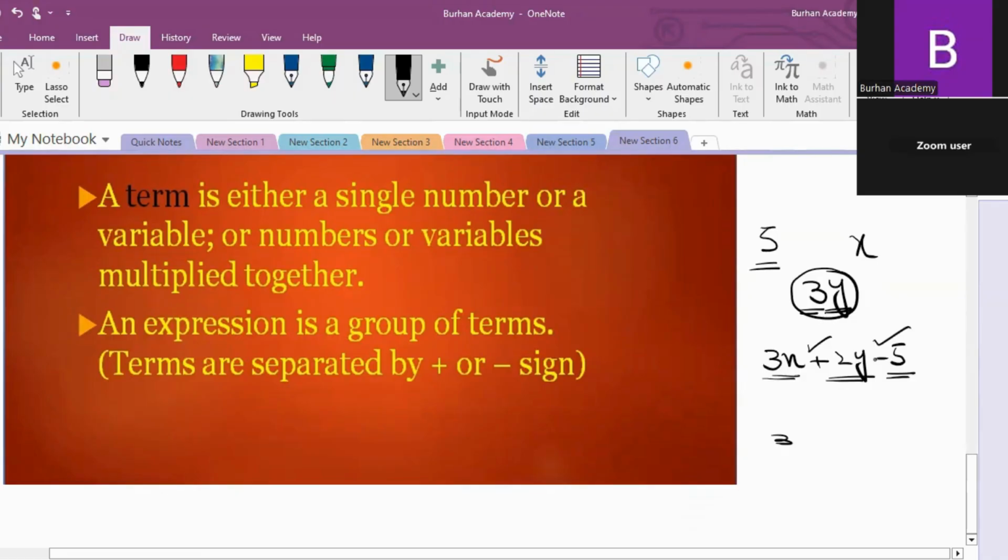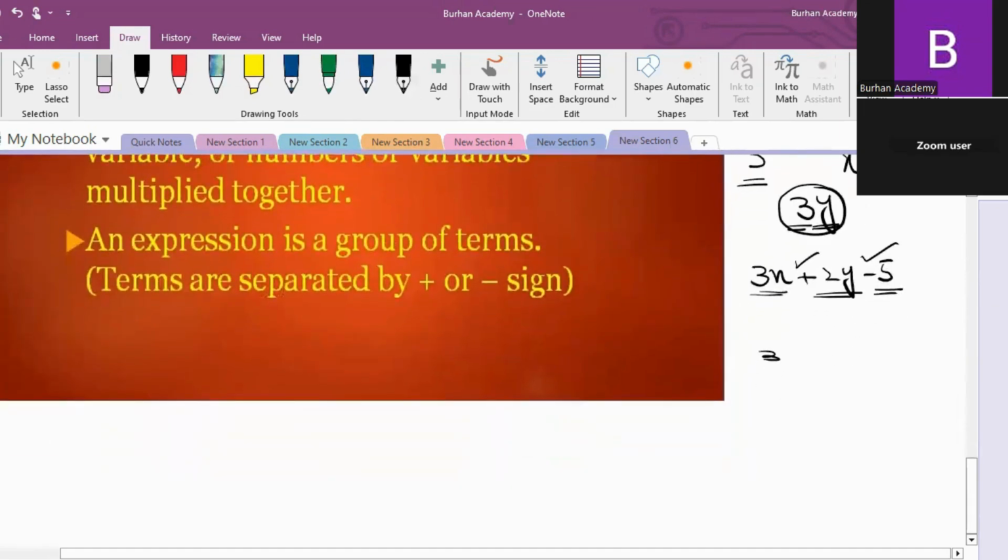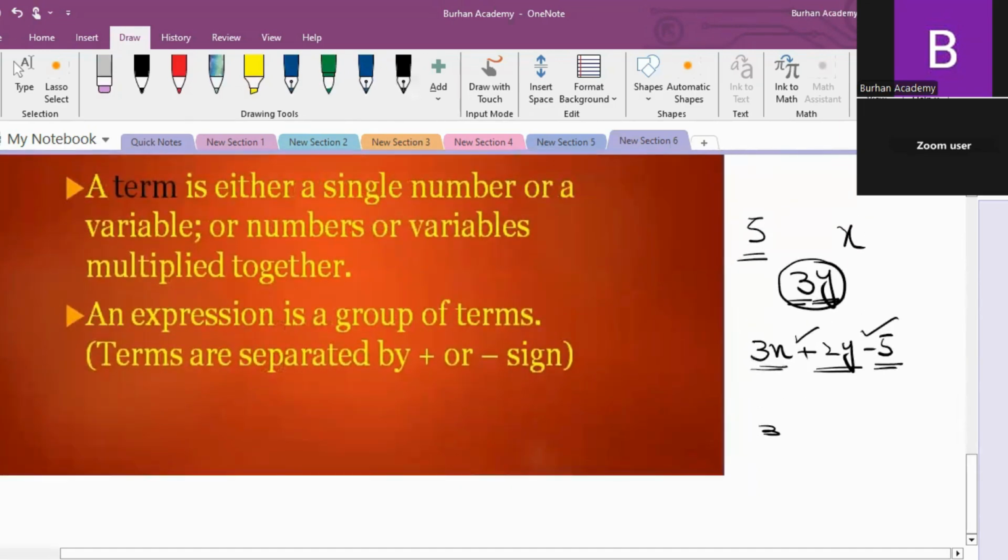What about the multiplication and division sign? Are terms separated by those, or just the addition and subtraction signs? Basically, I'm asking whether they are separated by multiplication and division signs, or only by plus and minus.